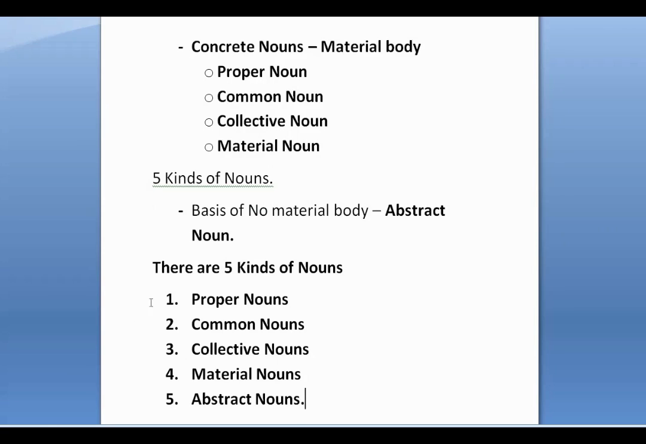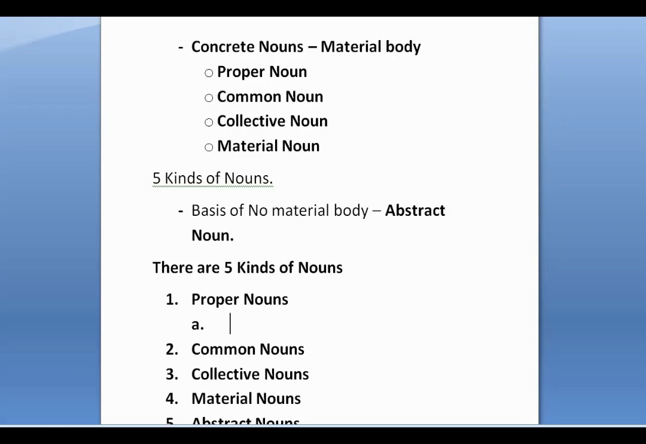So now all must have noticed that there are a total of 5 kinds of noun. So let's understand one by one all these 5 kinds of noun, what exactly they are and how do we identify them. So coming back to proper noun, what exactly is the proper noun? Basically, as I mentioned in the definition, noun is a naming word, right?